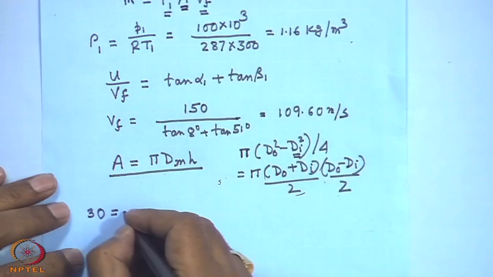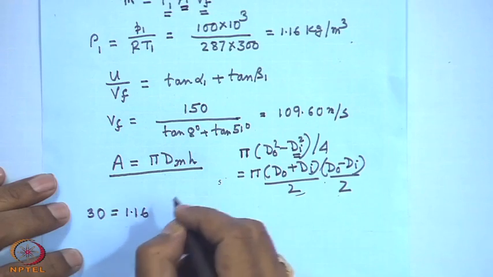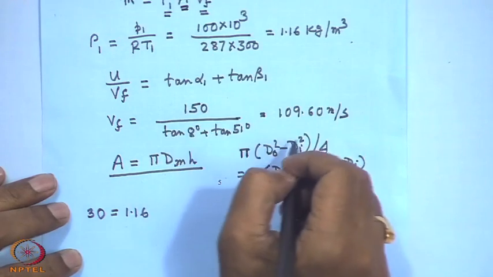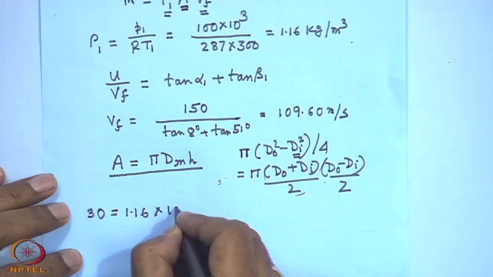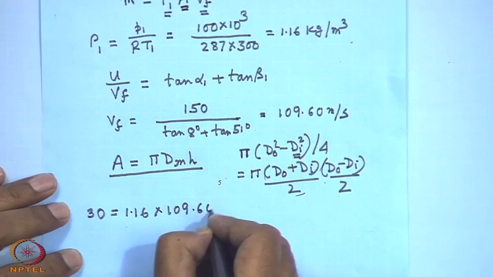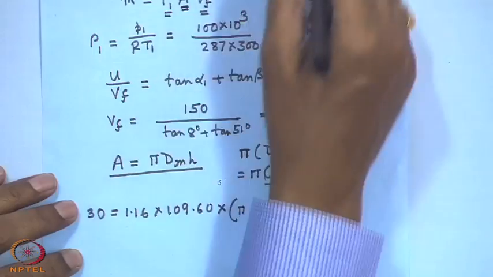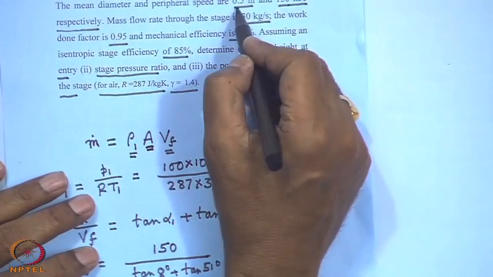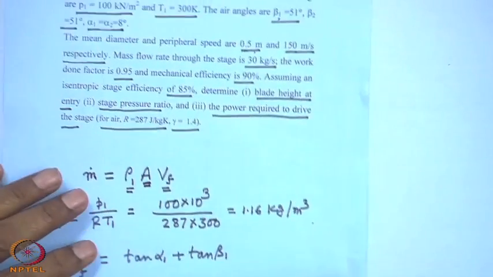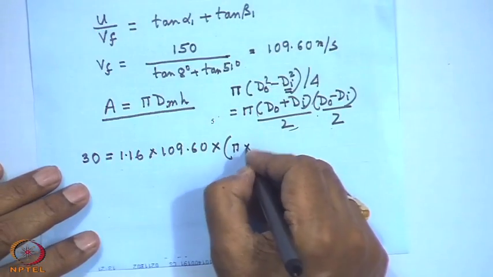So now if I substitute here, we can write m dot, which is given as 30 kg per second, is equal to rho 1, 1.16, into Vf. First I write Vf because I have found out Vf, 109.60, into pi. What is dm? Dm is given as 0.5 meter. So, pi into 0.5.